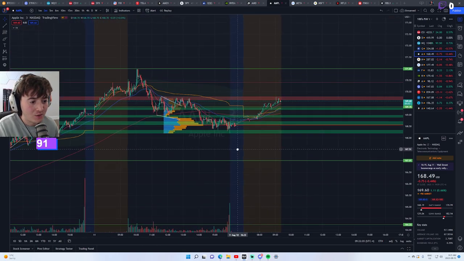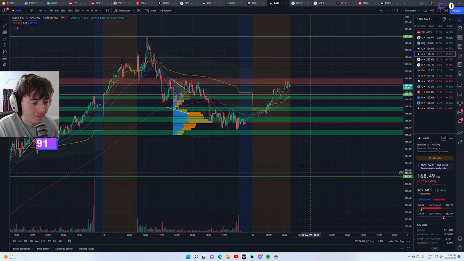Okay, let's do one on Apple, another example. Okay. Apple, since it's kind of rejecting already from this zone, I would be comfortable using this 169.80. The VPOC is way down here, so this would be my bottom area.